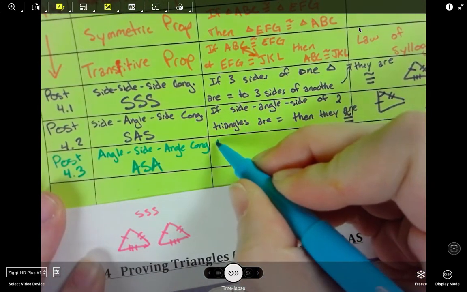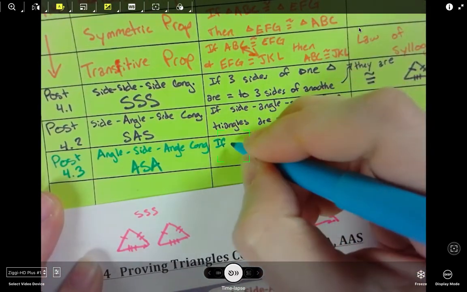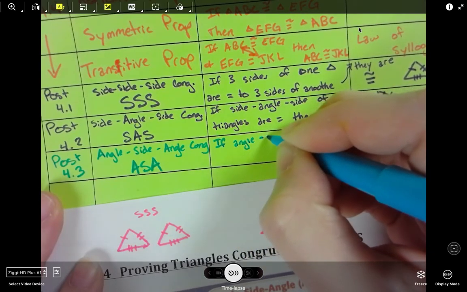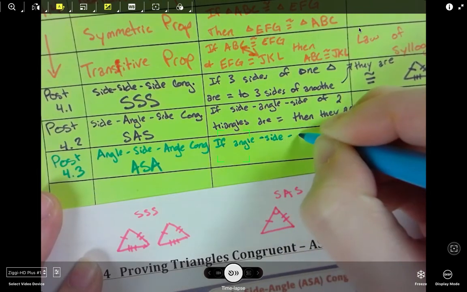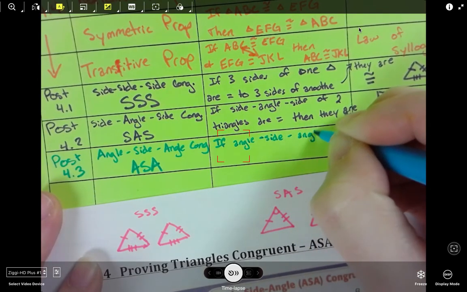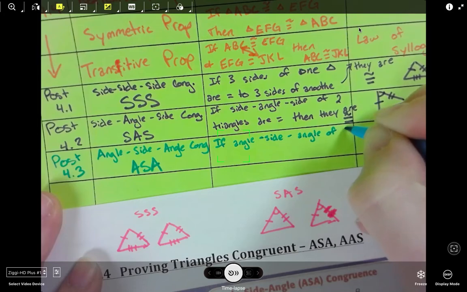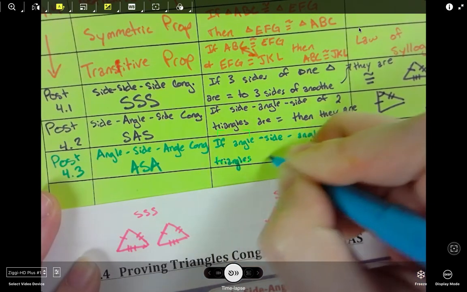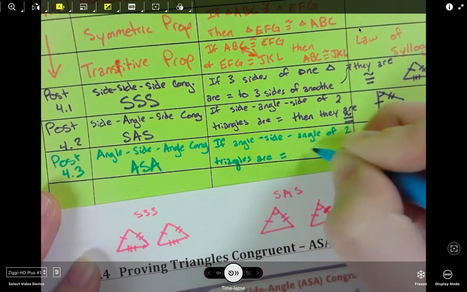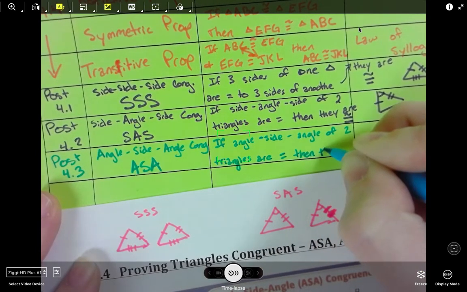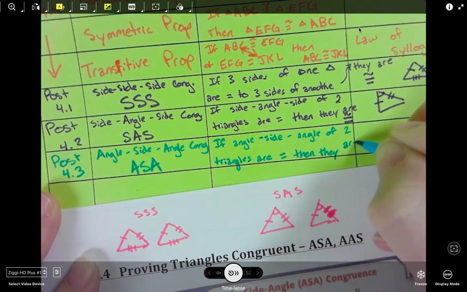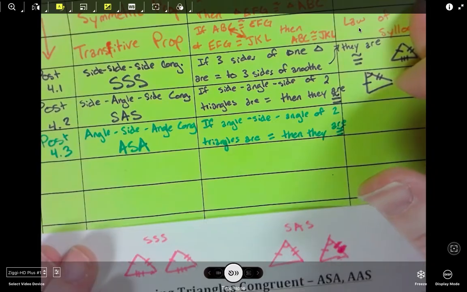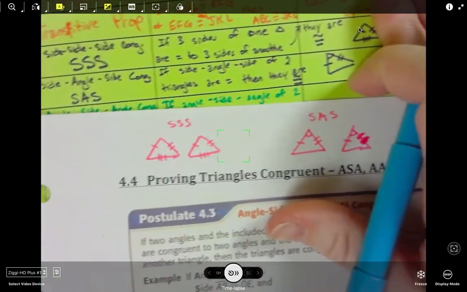So if angle, side, angle of two triangles are equal, then they are congruent. If you need to pause this, go ahead and do so. I'll draw a picture of what this looks like.